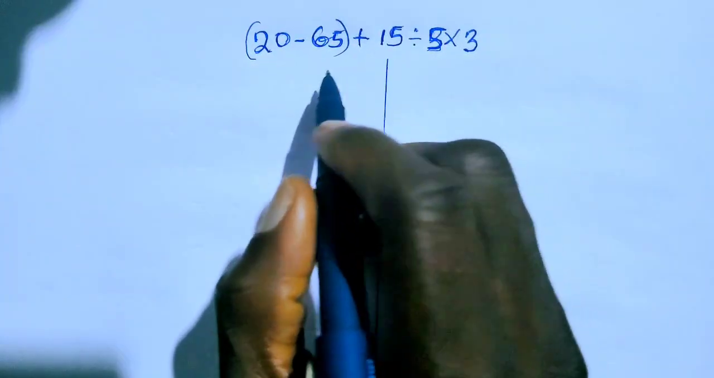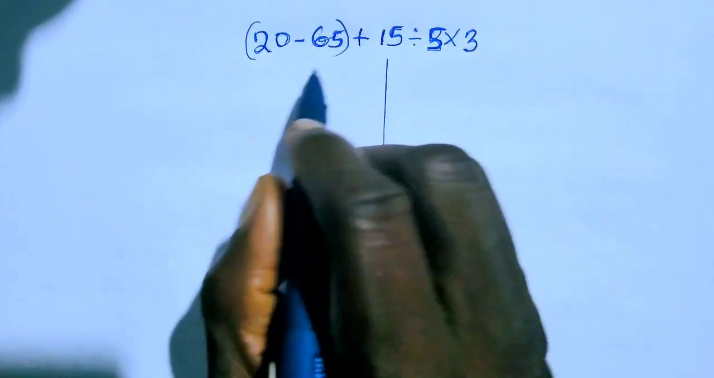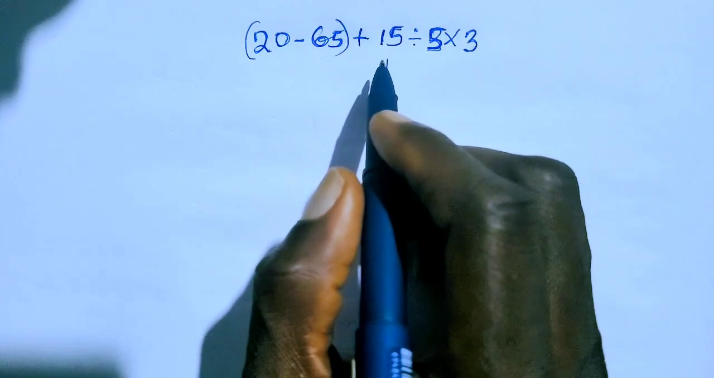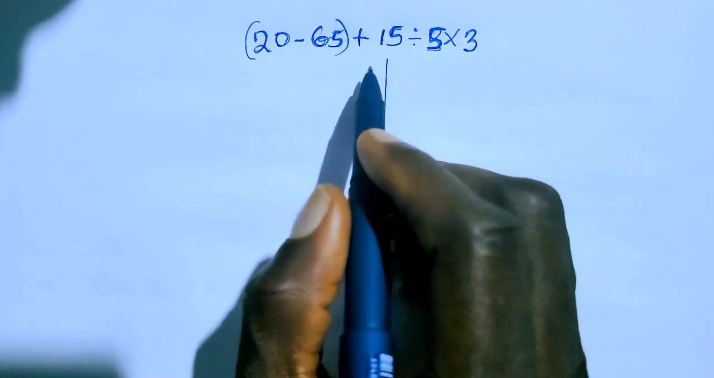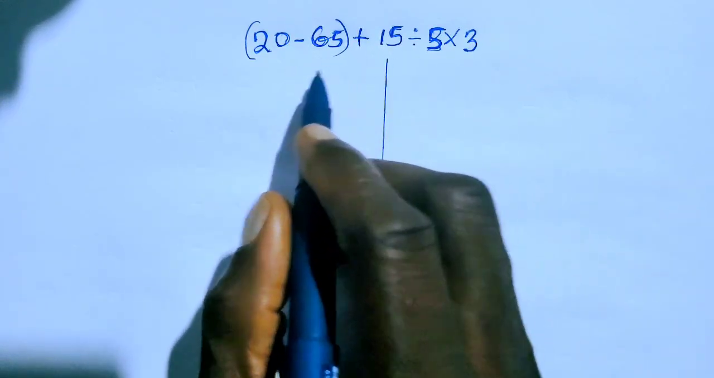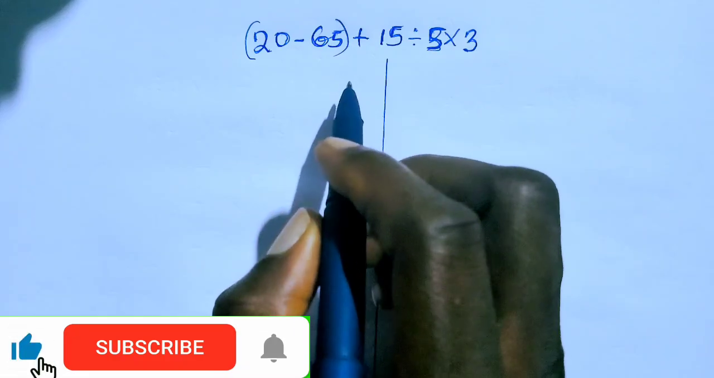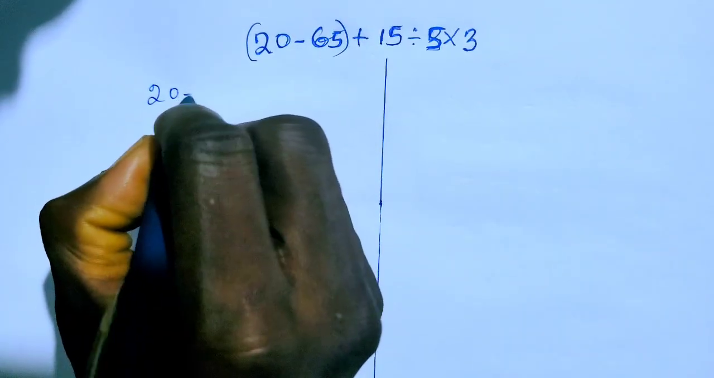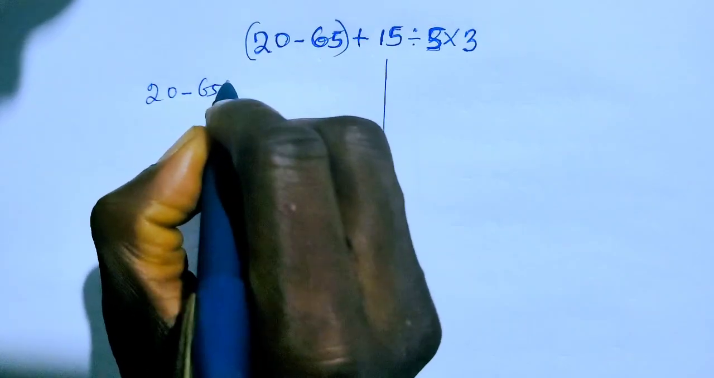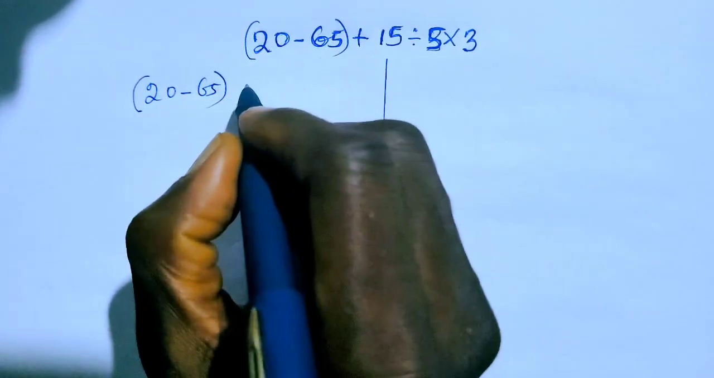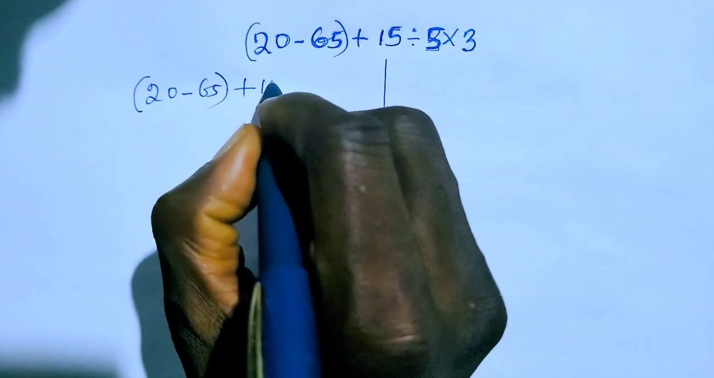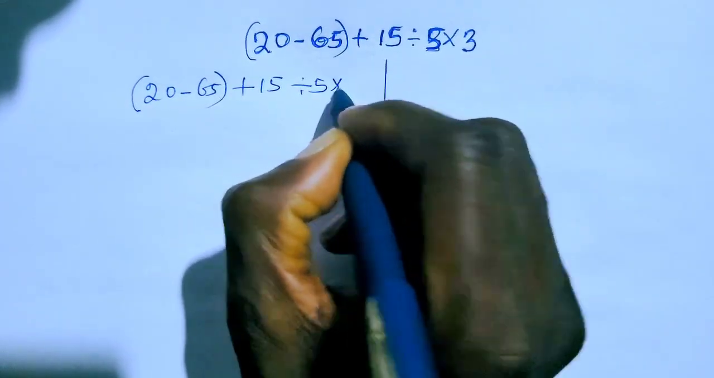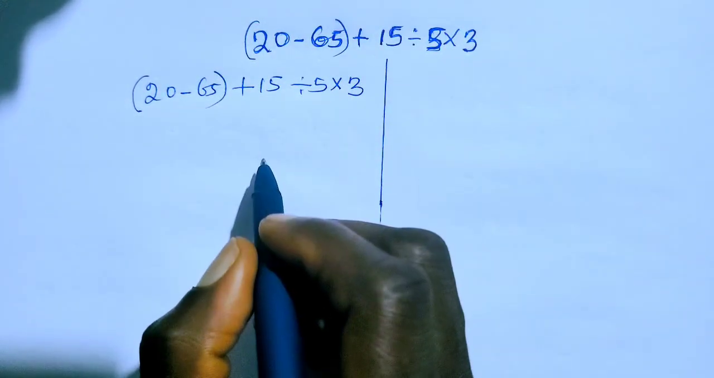At the end of this video, you will discover why many people got this algebraic expression wrong, and you also learn to simplify this the correct way using PEMDAS. We have 20 minus 65 plus 15 divided by 5 multiplied by 3.